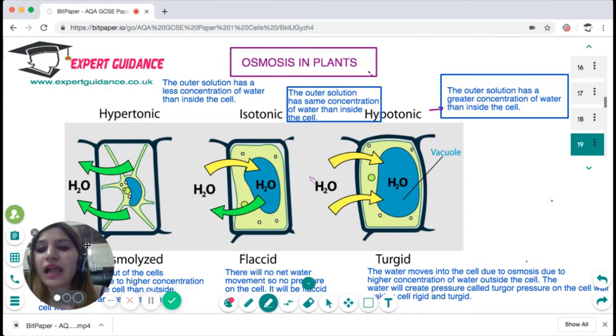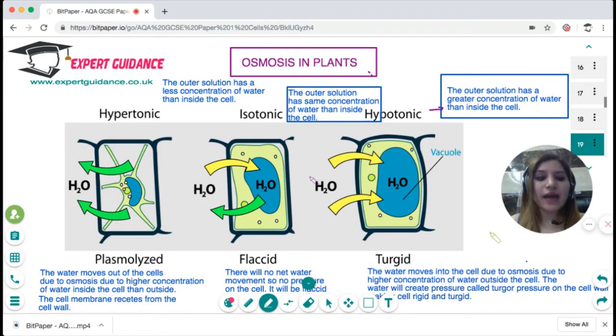Now, let's see how osmosis in plants takes place. There are generally three kinds of solution: hypertonic, hypotonic, and isotonic. Hyper means more solute. So hypertonic is the solution which has more solute, so a lower concentration of water. Hypotonic is the solution that has less solute, so a higher concentration of water.